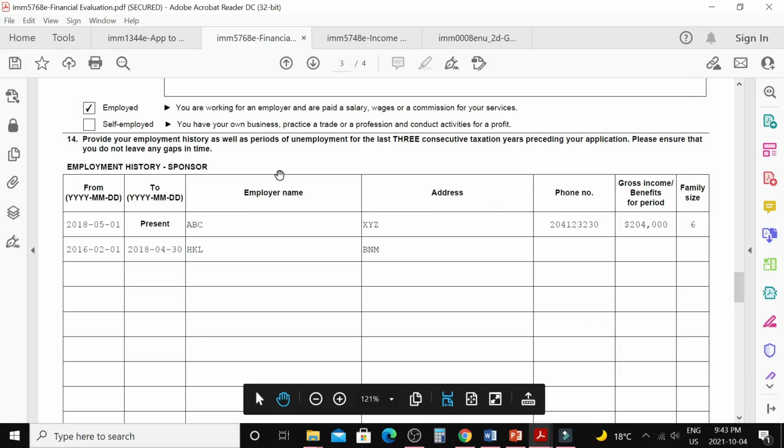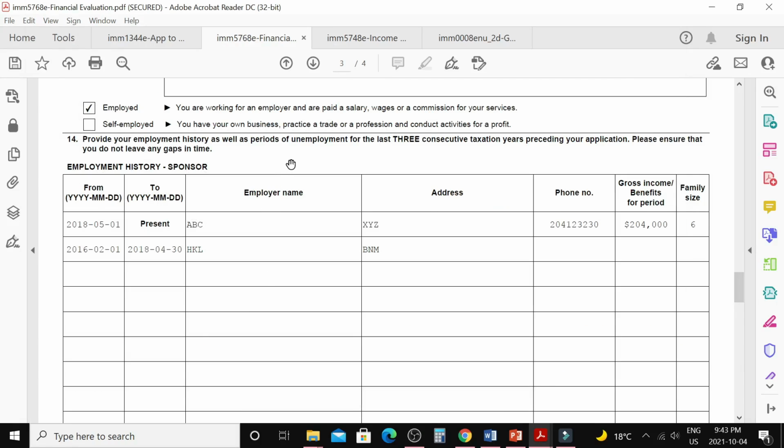Question number 14, you need to provide your employment history from the last 3 years. You need to provide information about all the time. Even if you were unemployed in between, you need to provide that information too. So don't leave gaps in between. Make sure you provide the information from 1st January 2018 to present, so then you have the full years 2018, 2019 and 2020 at least. So start with the present.